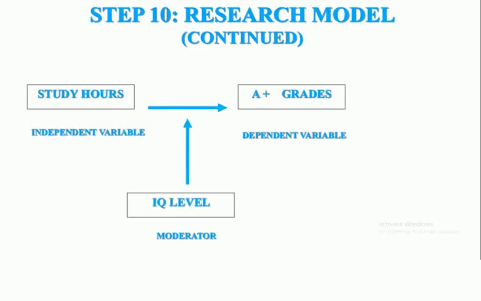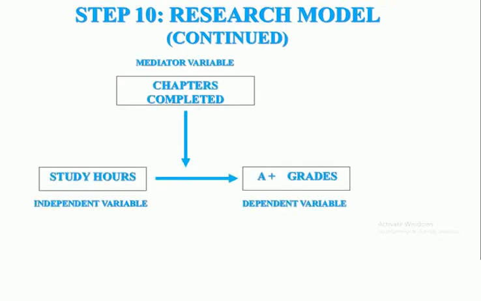Let's take an example of a moderator. IQ level is the moderator in your relationship between study hours and A plus grades. Then the moderator comes into the model. For a mediator, for example, your independent variable is study hours and your dependent variable is A plus grades. But in this relationship, how many chapters you complete will be part of your mediator.